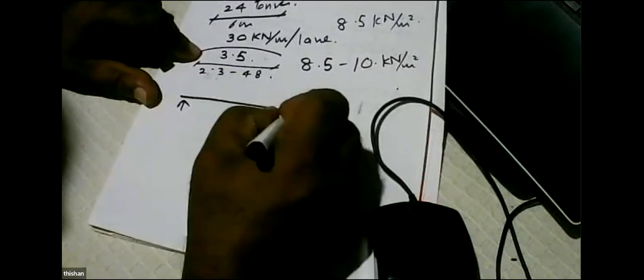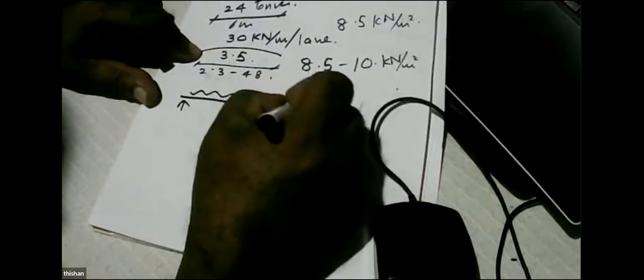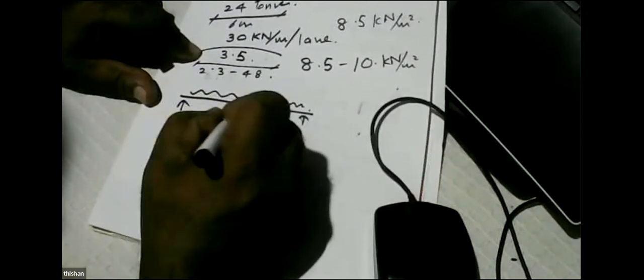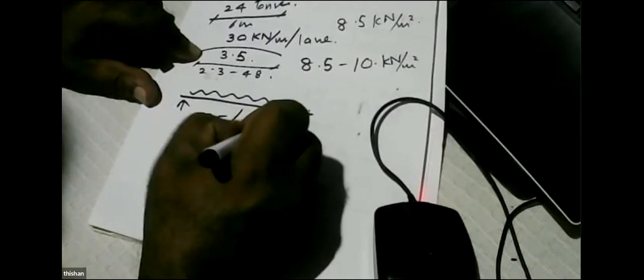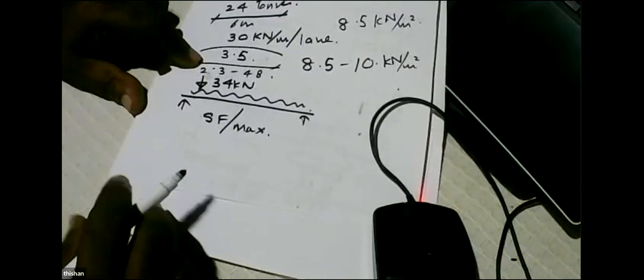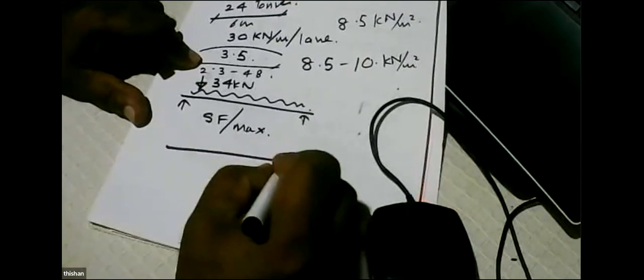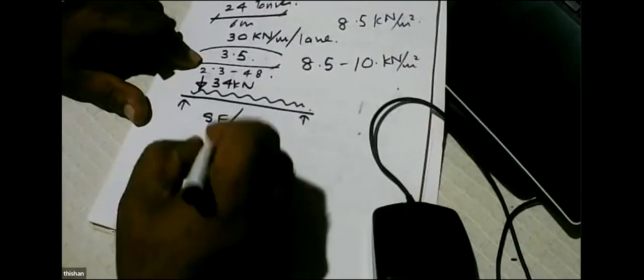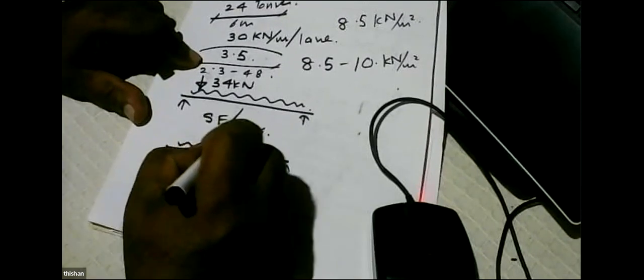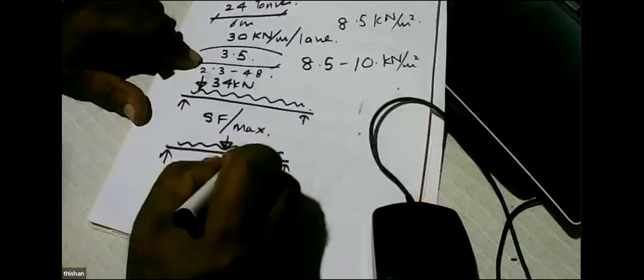So when you are analyzing a bridge, we can say we are going to get a UDL. If you are interested in the maximum shear, then this 34 kilonewton load goes close to the support. I'm considering a meter width of the bridge. On the other hand, for the maximum effect on bending moment, we place this load in the center.